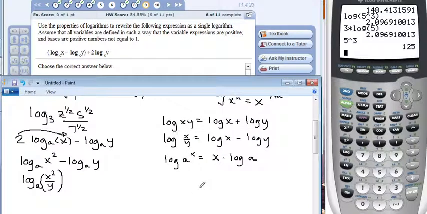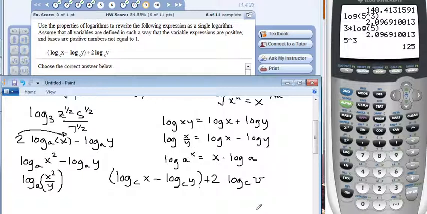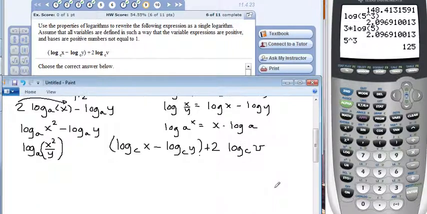Should we do that one? Yeah, maybe we should. Okay, so we have log base c of x minus log base c of y plus 2 log base c of v. All right, so I have subtraction, which is division. I have addition, which is multiplication. And I have a number out front, so I want to bring that up top. So let's start by bringing that up top. I'll try to keep the order that we do things the same.